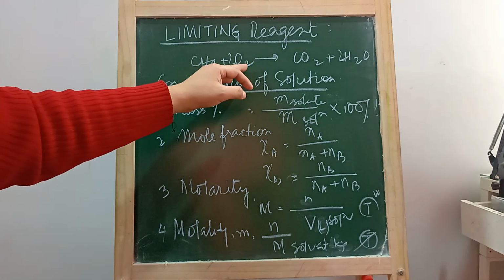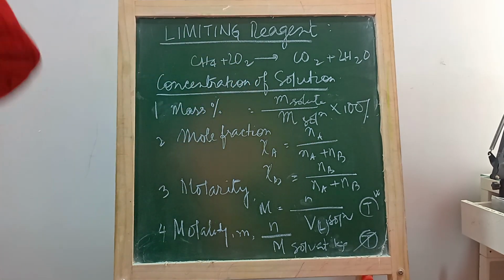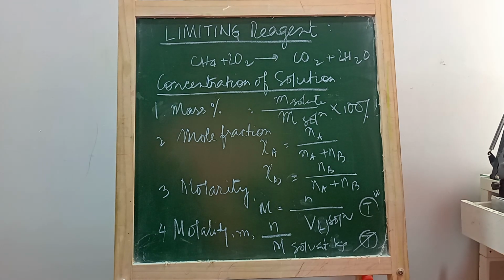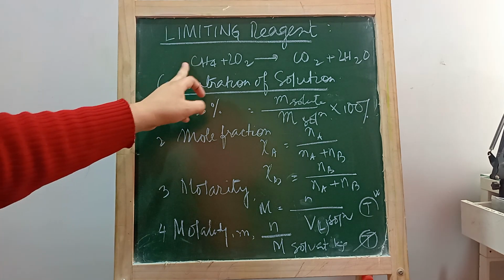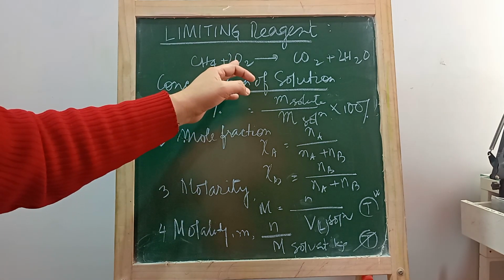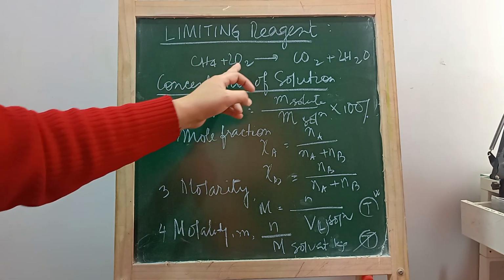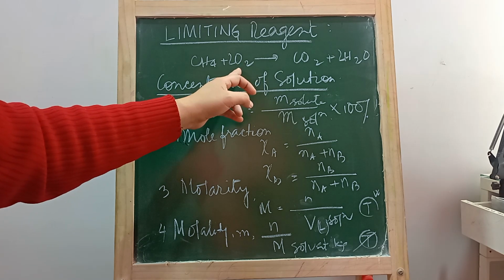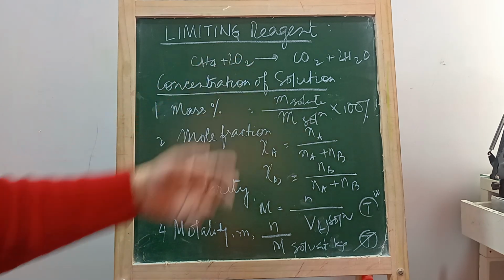But if instead of taking 2 moles of oxygen, we take only 1 mole of oxygen, what will happen? This is 1 mole of methane, but only 1 mole of oxygen. So how much carbon dioxide will be formed? It depends on how much oxygen is there. For 1 mole of methane we require 2 moles of oxygen, but we're supplying only 1 mole of oxygen.